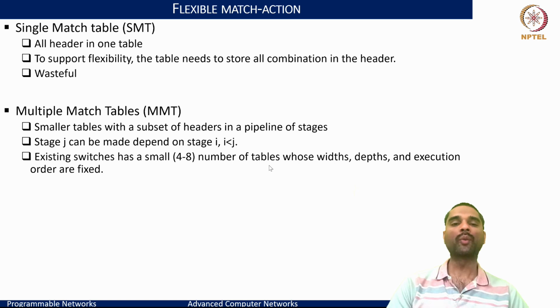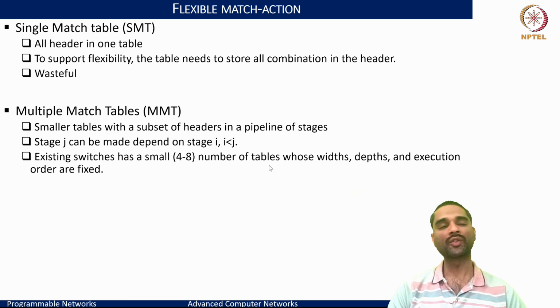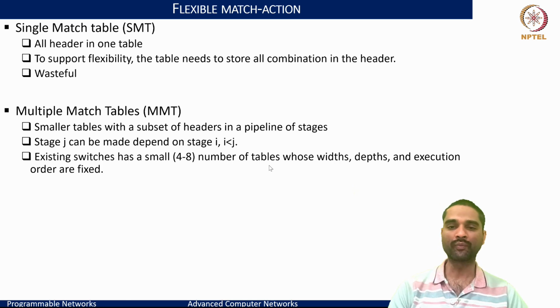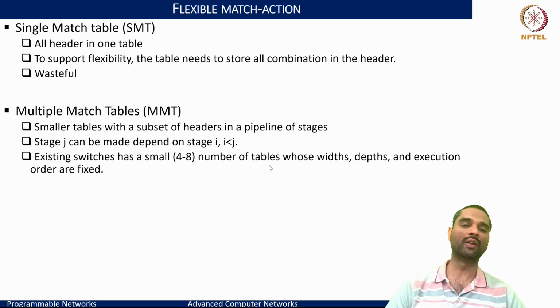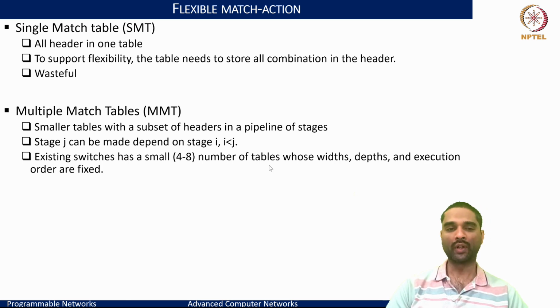So the multiple match action table is what is followed in most switching ASICs, and what you typically see is a set of 4 to 8 tables whose widths, depths, and execution order are somewhat fixed when they are baked into the ASIC. But nonetheless, this is a much better variant compared to the single match action table.